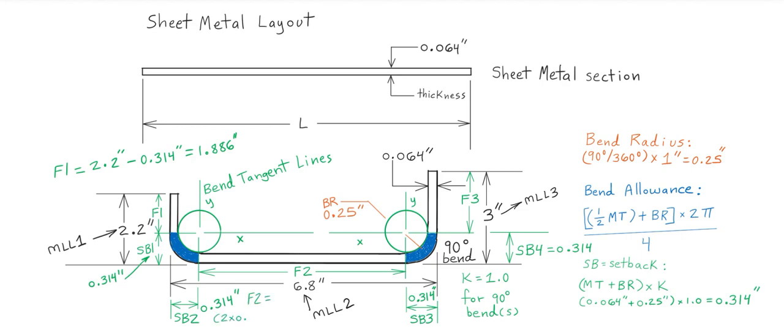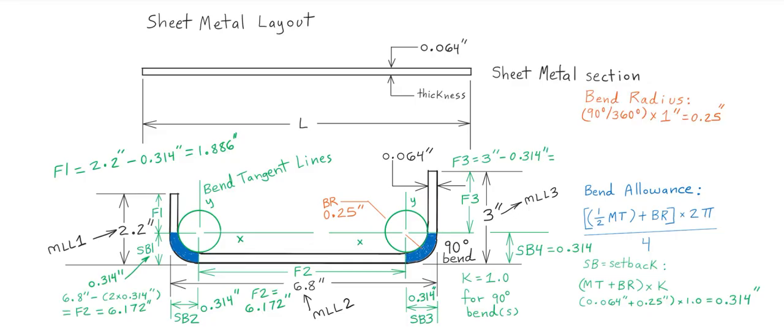And then we have 2 setbacks on the horizontal. So we have to take 2 times 0.314 and then subtract this from 6.8. And then we have F2 of 6.172 inches. And then the F3 is pretty simple, just 3 minus 0.314 inches. So we get 2.686 inches.